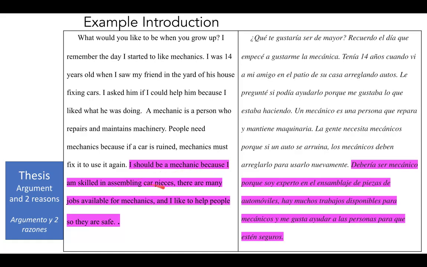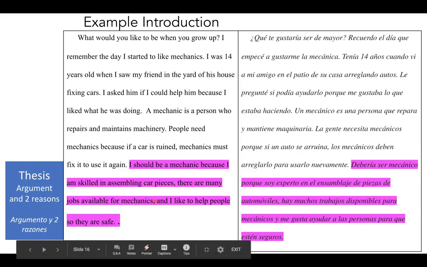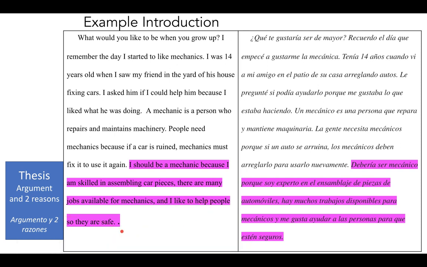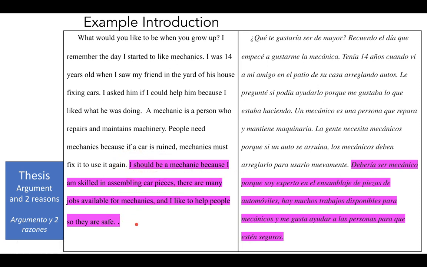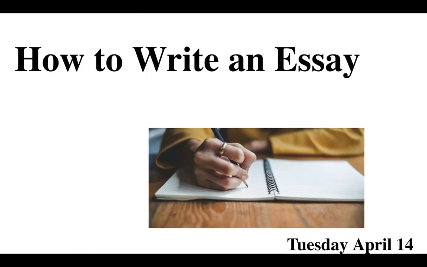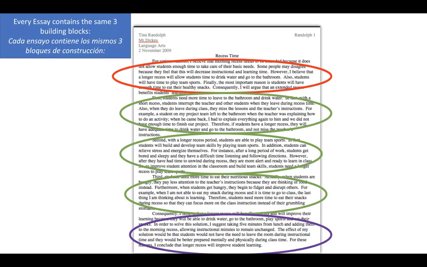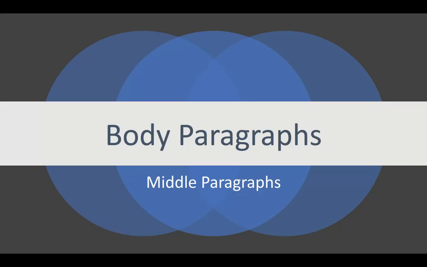I am skilled in assembling car pieces. There are many jobs available for mechanics, and I like to help people so they are safe. This one has 3 reasons. So, your last sentence will be a thesis with an argument and your reasons why. This will be different depending on if you're writing about jobs or about coronavirus. Okay. Let's talk about the body paragraphs.